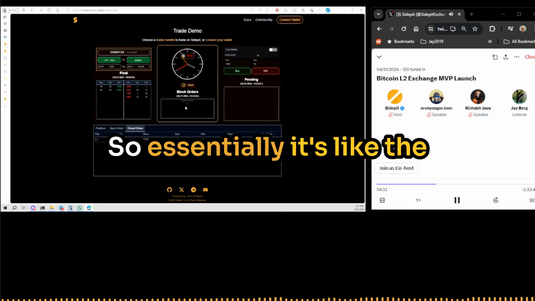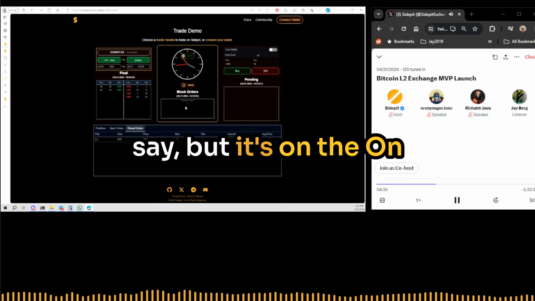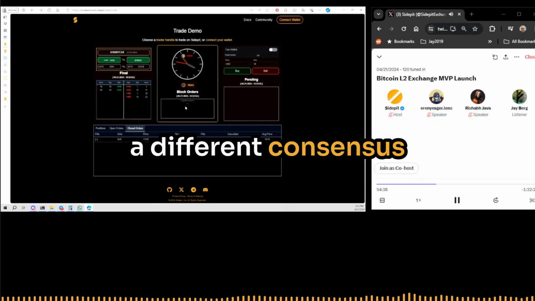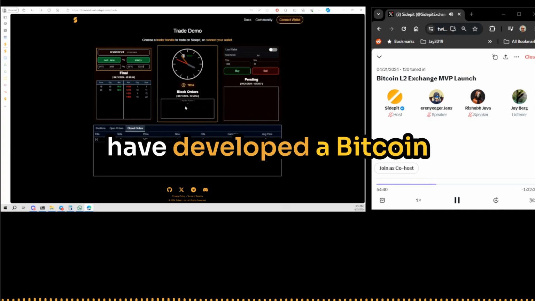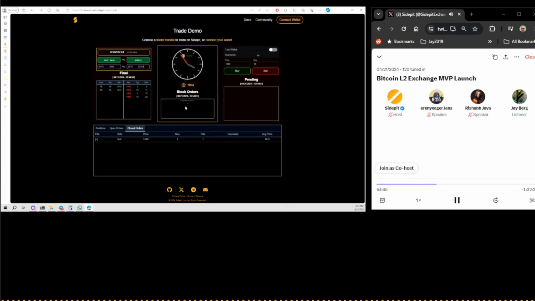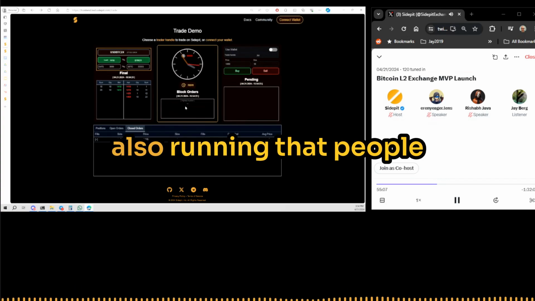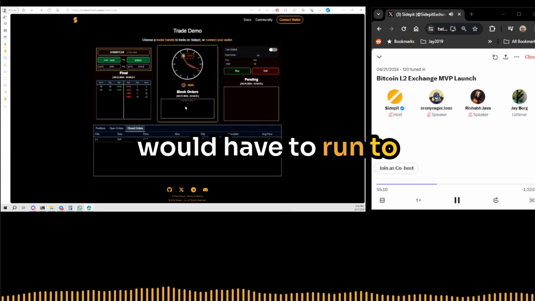I see. So essentially, the order book itself is now not on Bitcoin, so to say, but on a different consensus mechanism that you guys have developed, the Bitcoin L2. Is that correct? Exactly, like a Bitcoin L2. That's a separate chain of some sort that people would have to run to participate in that system.